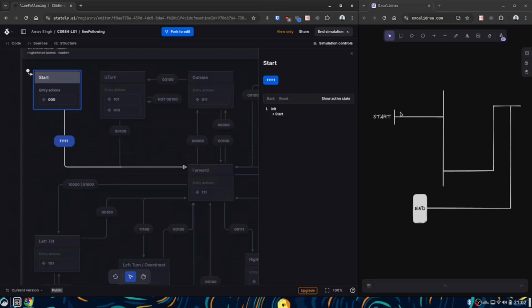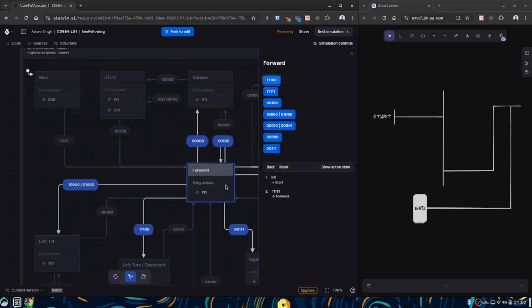We assume that at the start, there is a horizontal or vertical straight line which indicates that all 5 sensors are 1 on it. And this is indicated by this transition at start. If we take this transition, we are now in the forward state, and this will correspond to the robot being on a straight part of the map, although that can change.